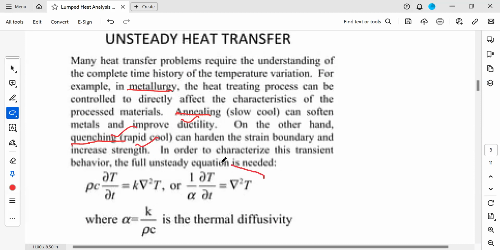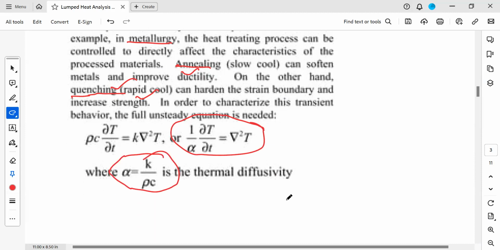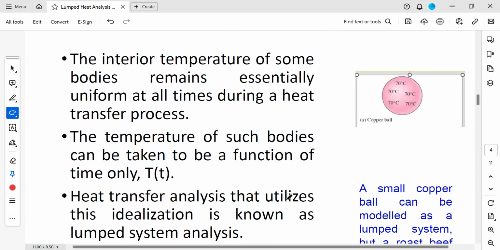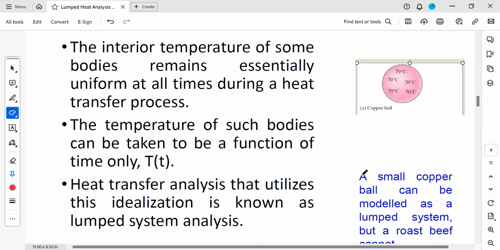This is the governing equation for the unsteady state heat transfer problem, where alpha is called thermal diffusivity. When alpha is very large, heat will diffuse into the material at a fast rate, and when alpha is small, it will diffuse into the material at a slow rate.